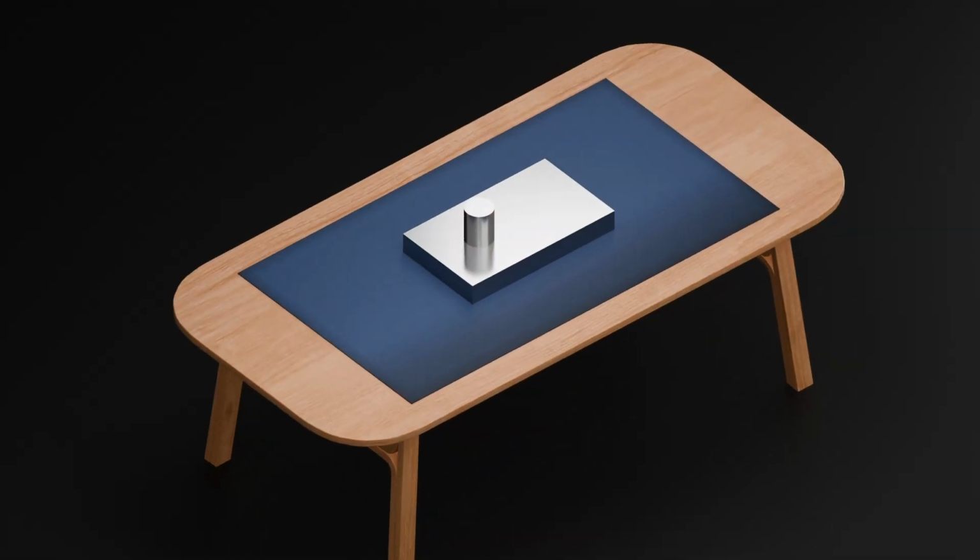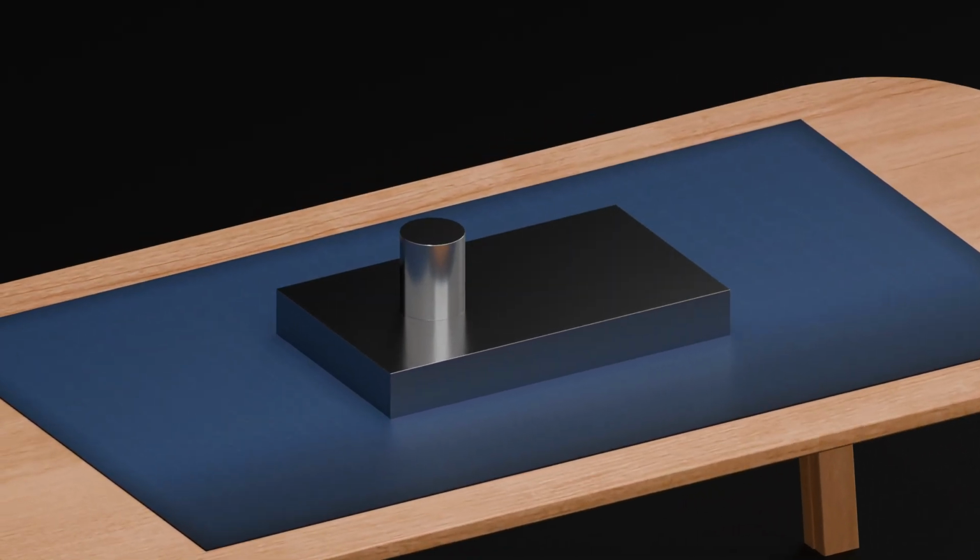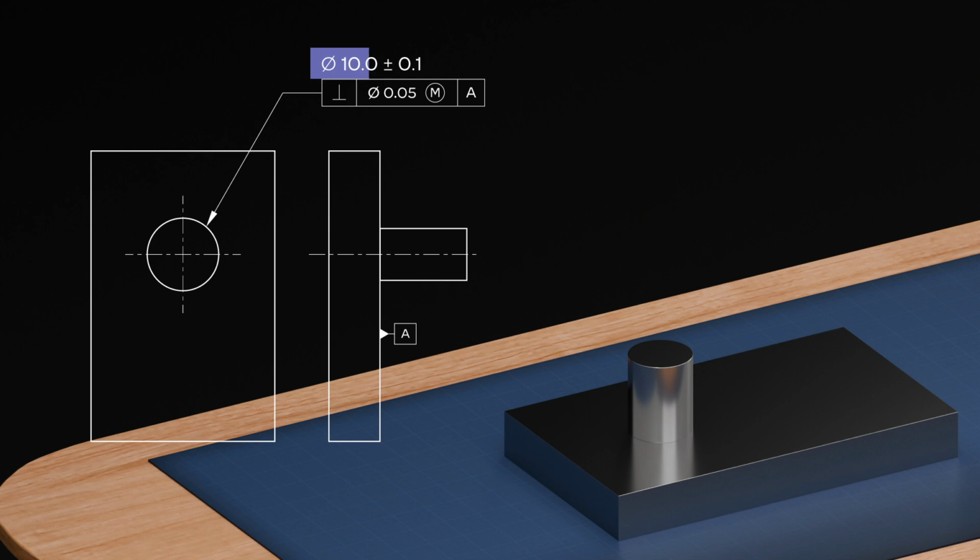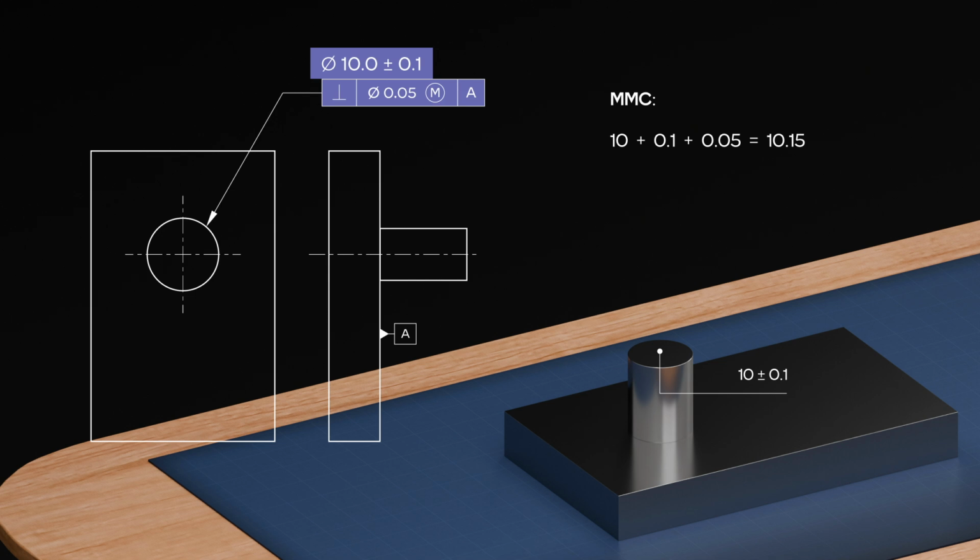Now let's look at an example. We have a pin with a diameter of 10 plus or minus 0.1 mm, an orientation control of 0.05 at MMC relative to datum A. In this case, the virtual condition of the pin is 10.15 mm. This virtual condition represents the worst case boundary that ensures assembly with the mating hole.